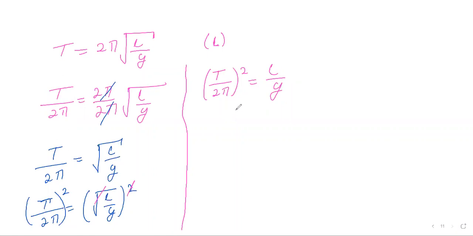Yes, sir. Now I need to get rid of this square here. If you have done indices before, this would be T squared over 2 squared pi squared is equal to L over G. I've still not finished working it out. So it would be T squared over 4 pi squared is equal to L over G. Do we understand up to this point?